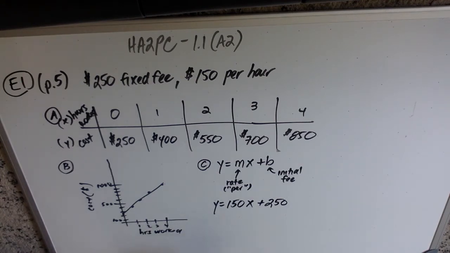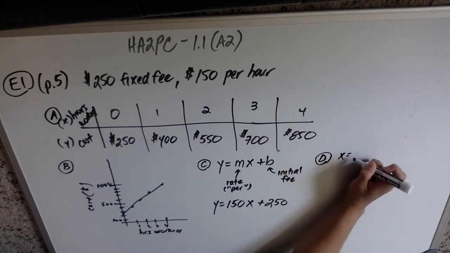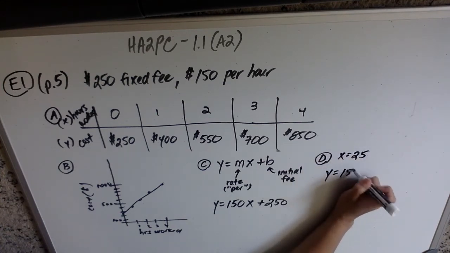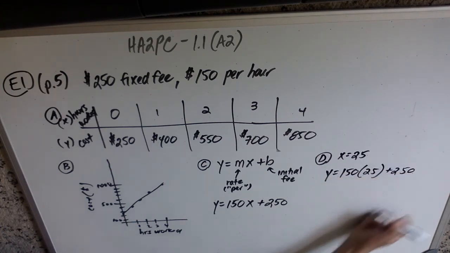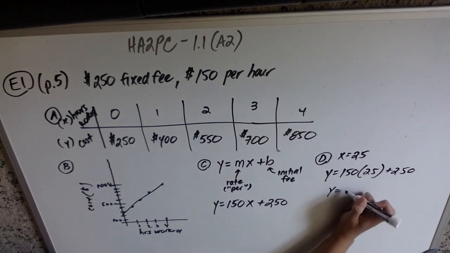And then lastly, part D says, use the equation to find the charge for 25 hours of work, because you don't really want to sit and have to add over and over again up to 25 hours. So we're going to go ahead in part D and use that equation. We're substituting x equals 25 hours. So y equals 150 times 25 plus 250, right? And when I clean this up, I end up getting that this is $4,000.